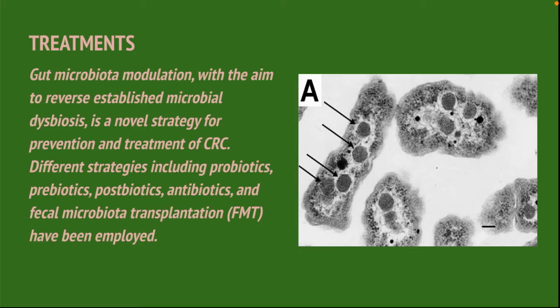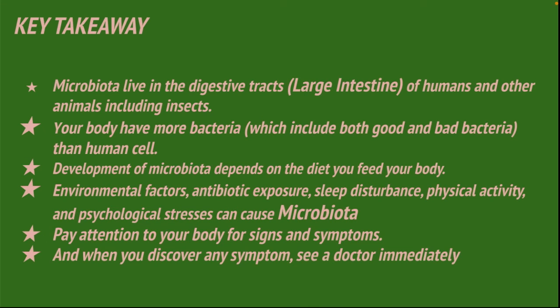Now, treatments. Gut microbiota modulation with the aim to reverse and establish microbial dysbiosis is a novel strategy for prevention or treatment of CRC. Different strategies include probiotics, prebiotics, postbiotics, antibiotics, and fecal microbiota transplantation, also known as FMT, have been employed. Now, let's look at our key takeaways.